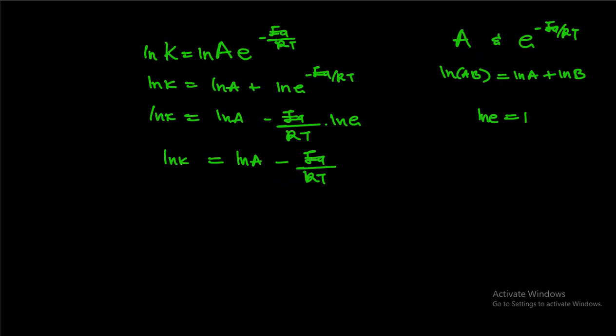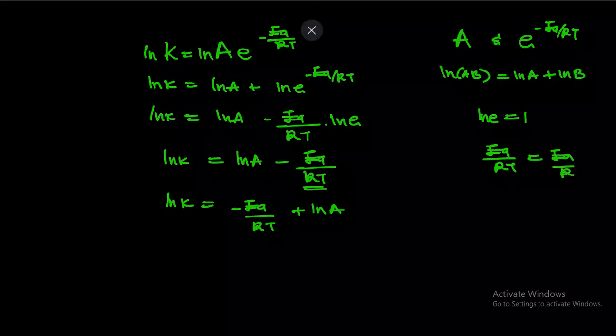Now I'm going to rearrange this. I'm going to say ln k is going to be equal to, starting with this, negative EA over RT, then plus ln A. Now this expression, EA over RT, can also be written as EA, the activation energy, over R, multiplied by 1 over T. As you can see, 1 times EA is just EA, and R times T is just RT. So this expression and this are one and the same.